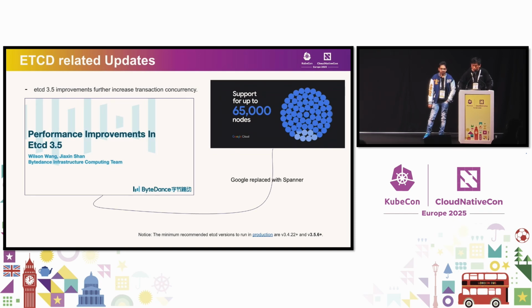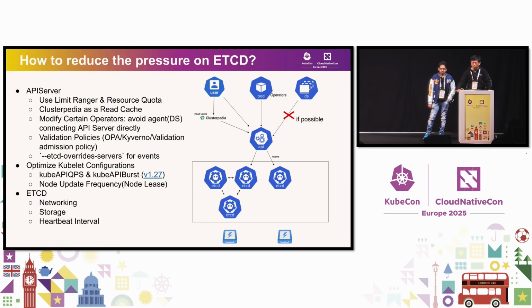And recently, Google replaced it with Spanner. They can have more nodes. Before we talk about replacement solutions, we can check how we can reduce the pressure on etcd.